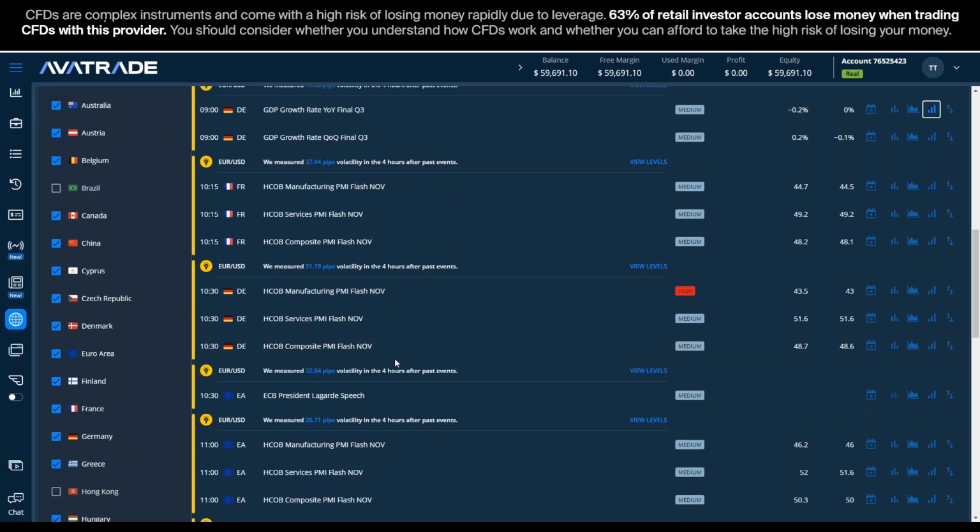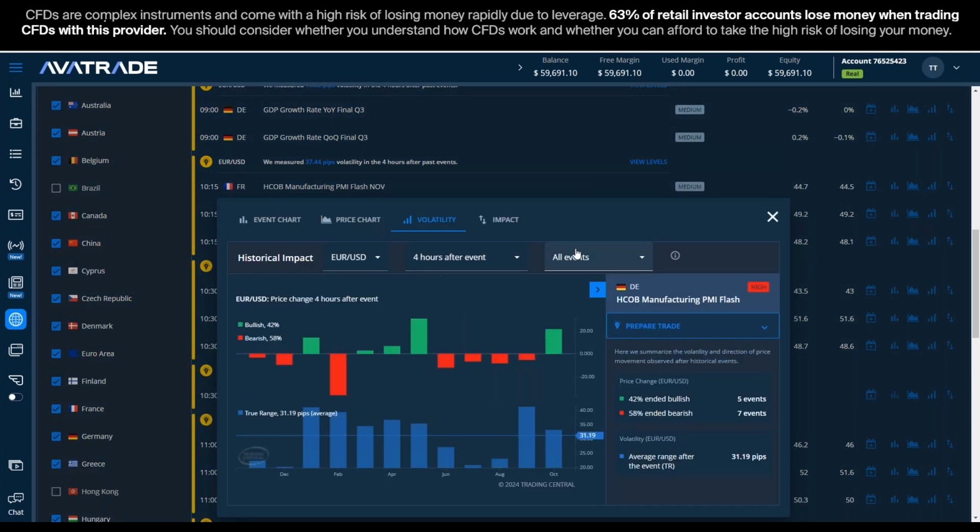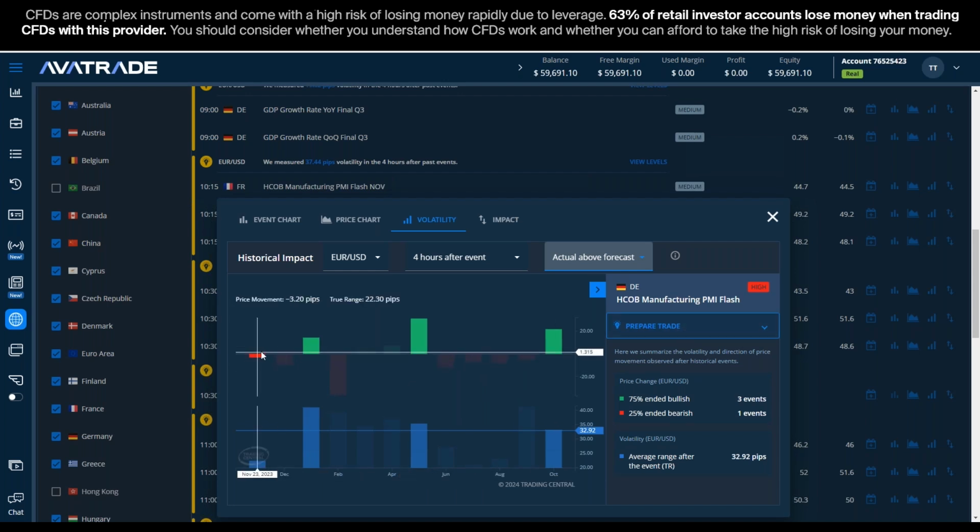There are some others. Manufacturing data out of Germany might be different. So we look above forecast: 75% of the time, if this comes in better than expected, higher than expected on manufacturing PMI, then the euro strengthens. 75% of the time, it's 3 out of 4 times. And the one that dropped barely dropped. The ones that went up went up 3 or 4 times more than the one that dropped. So not only did it go up 75% of the time, it went up further than the one that went down. So that's a nice 32, 33 pips potential profit range movement on this announcement 75% of the time.